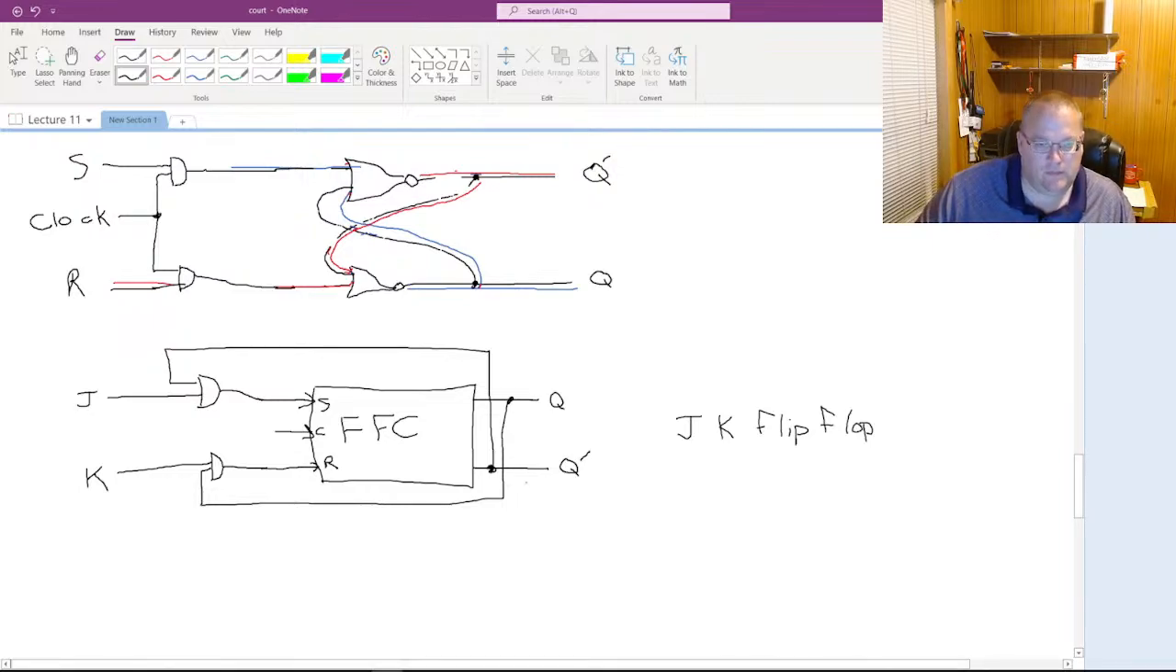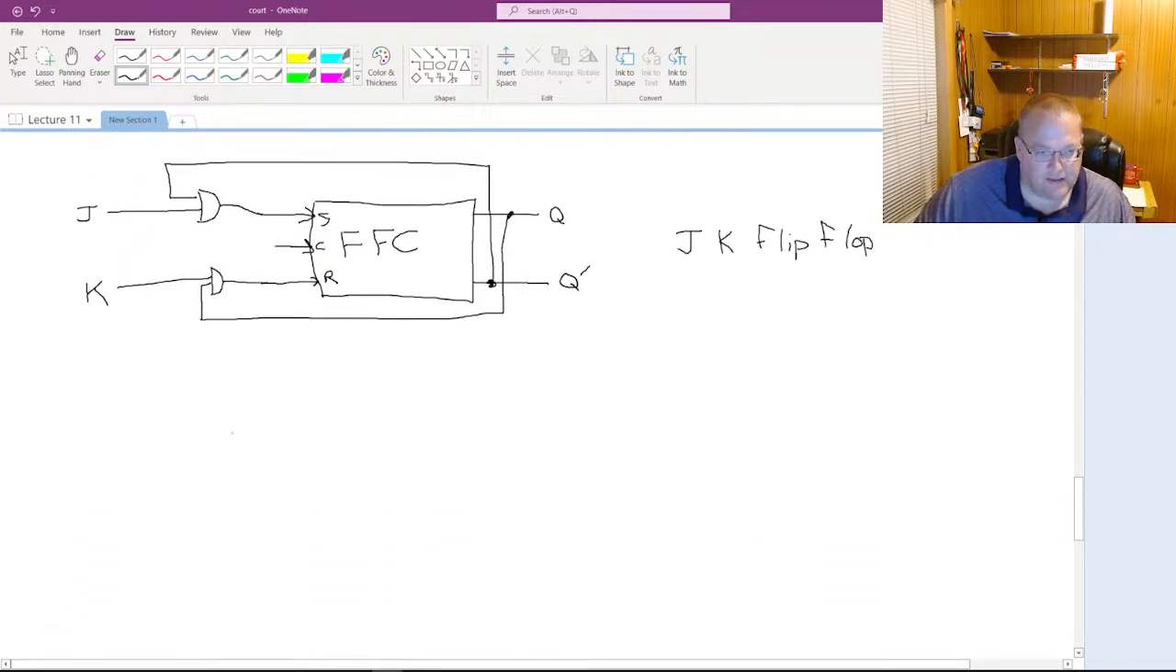Oh, yeah, this is actually a good time to talk about this. All right. We're going to talk about a finite state machine, or FSM. Finite state machine.